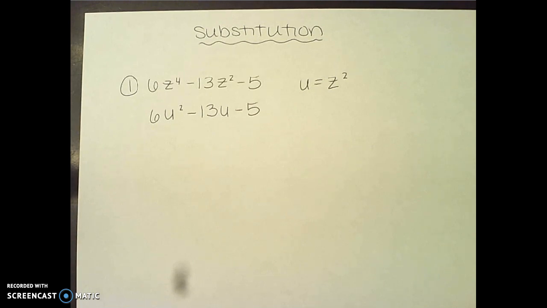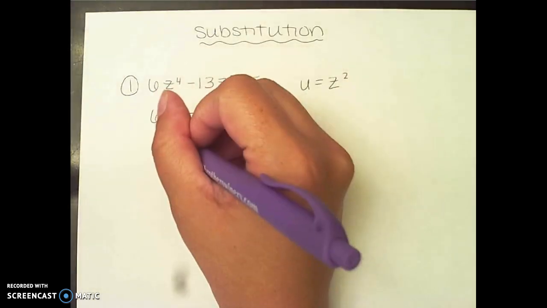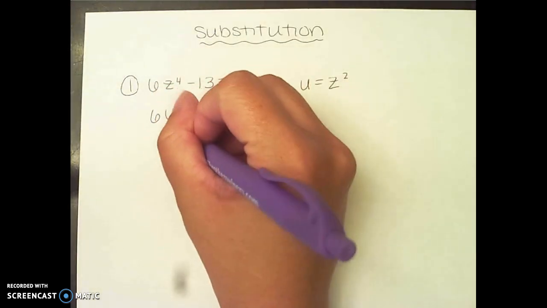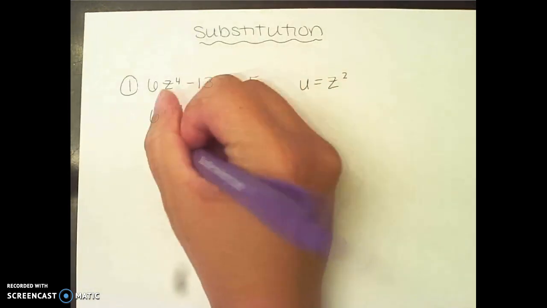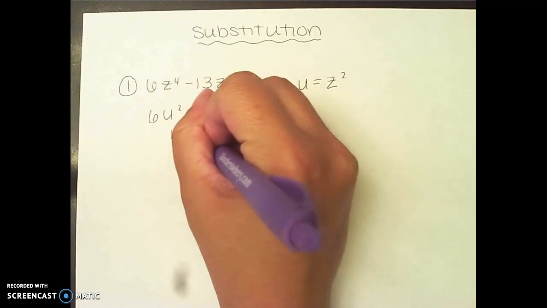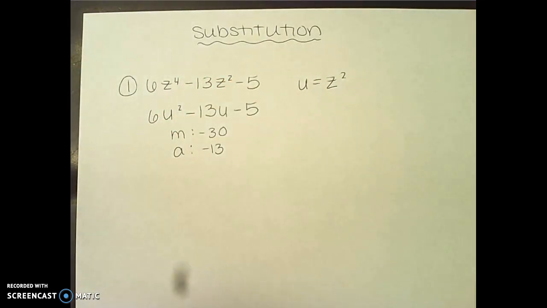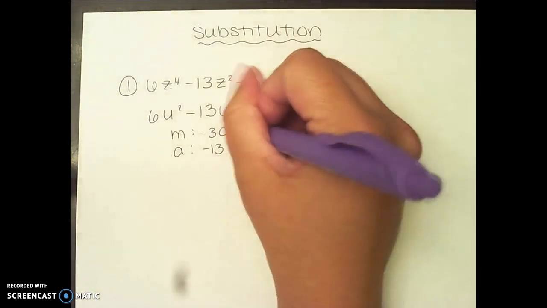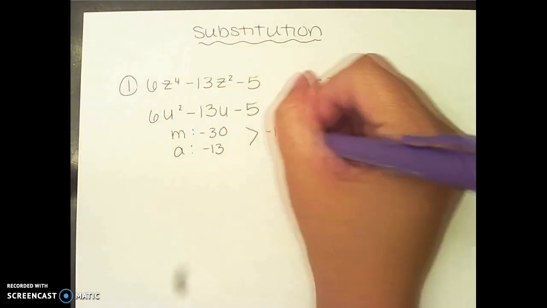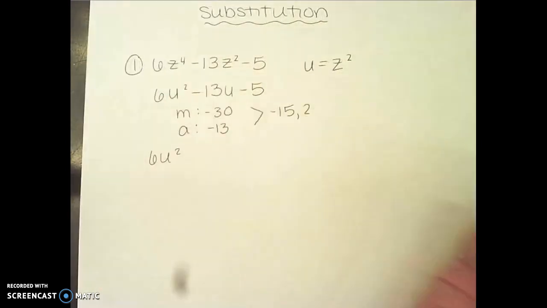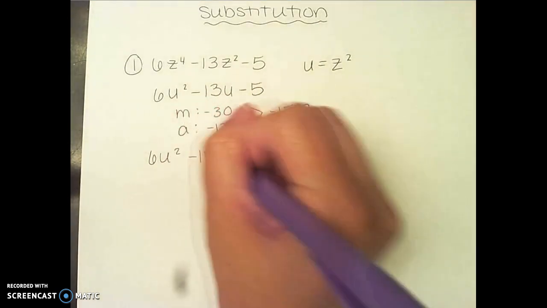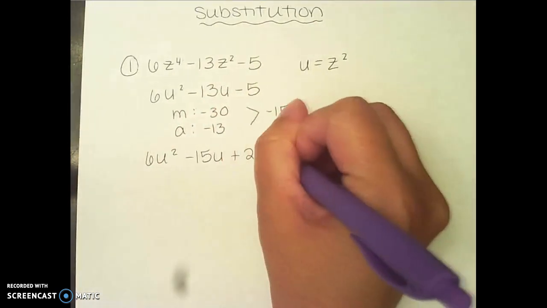So since I have a trinomial, I'm going to create 4 terms and factor by grouping. So I know that I need to multiply to 6 times negative 5, which is negative 30, and I need to add to negative 13. And let's see, I think negative 15 and 2 will work for us. So I will have 6u squared minus 15u plus 2u minus 5.